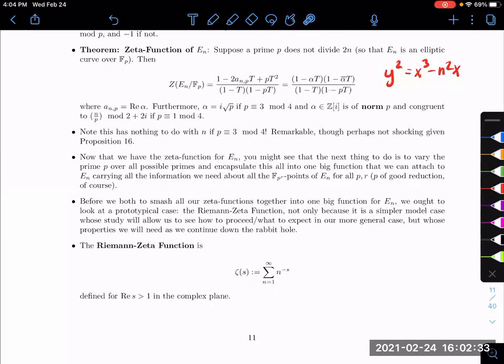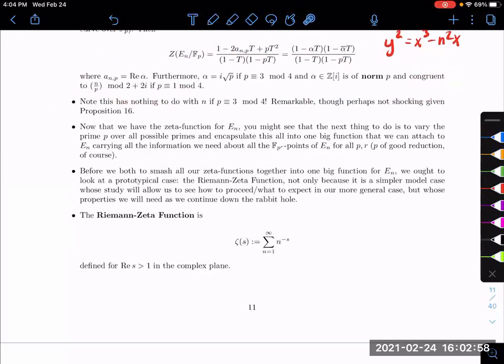The zeta functions look like 1 minus 2 times this constant that only really depends on n and p, times t, plus p t squared, over 1 minus t times 1 minus p t. And we have all the information we need to know about what this constant a sub n,p actually is. That really just depends on whether or not p is 3 or 1 mod 4.